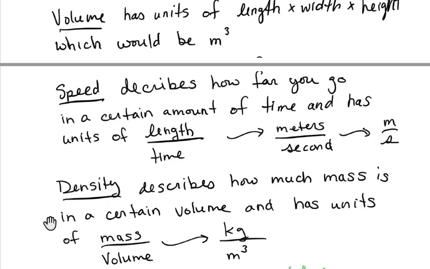And density describes how much mass is in a certain amount of volume. So it'll have units of mass divided by units of volume, and that would be then kilograms divided by meters cubed in SI. Right, this is just the fast introduction. We'll do some practice with this in a bit.